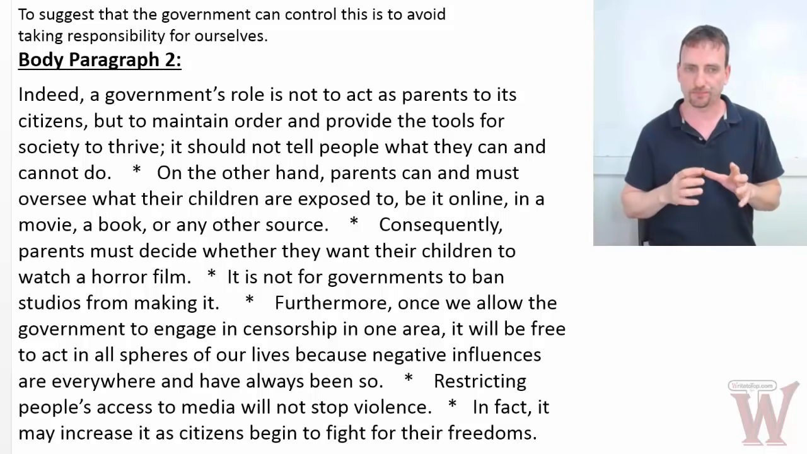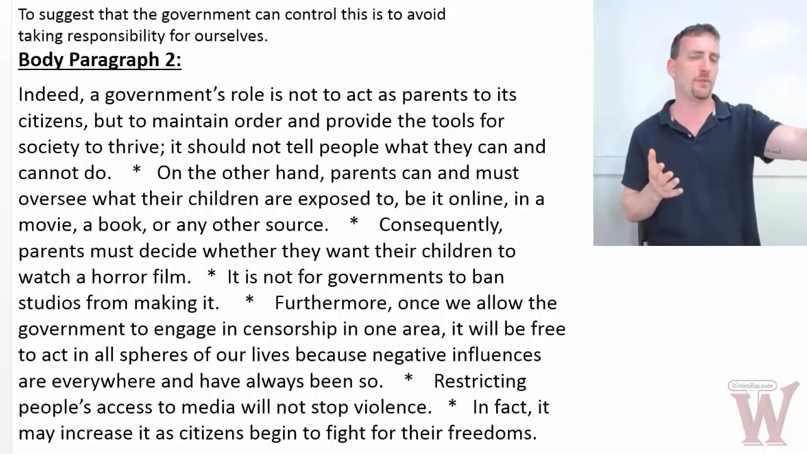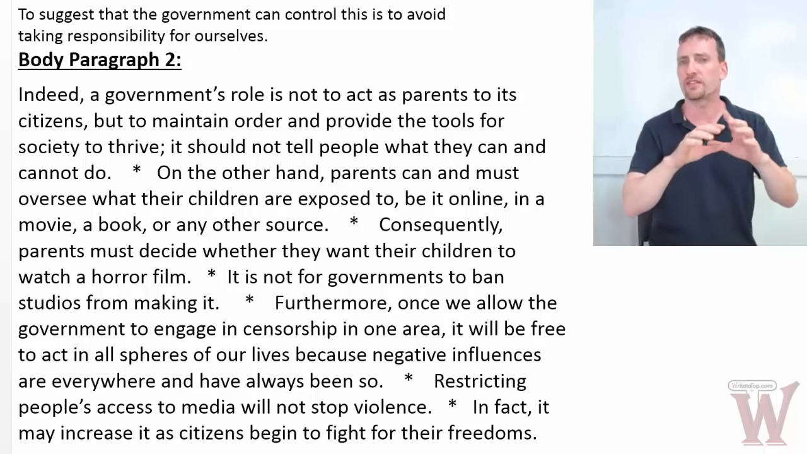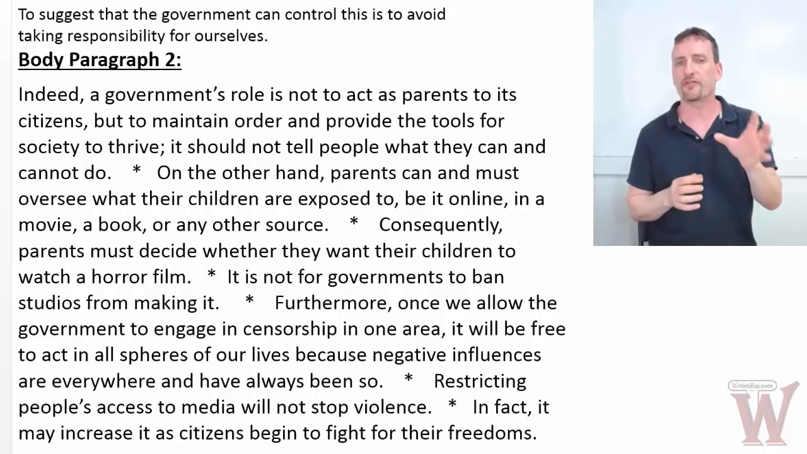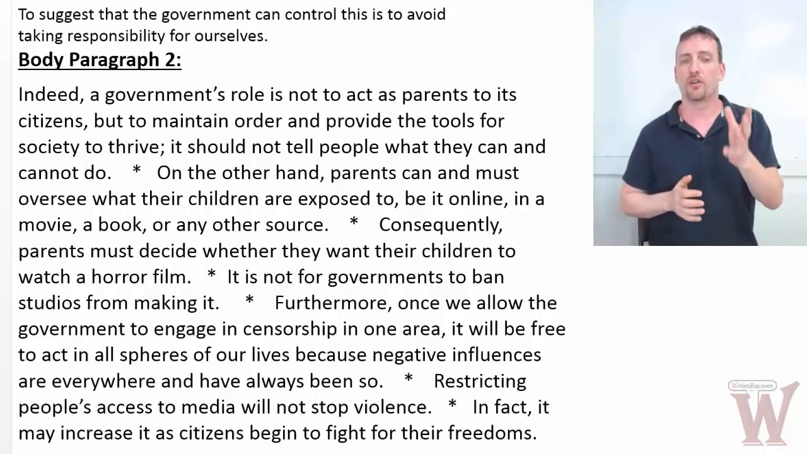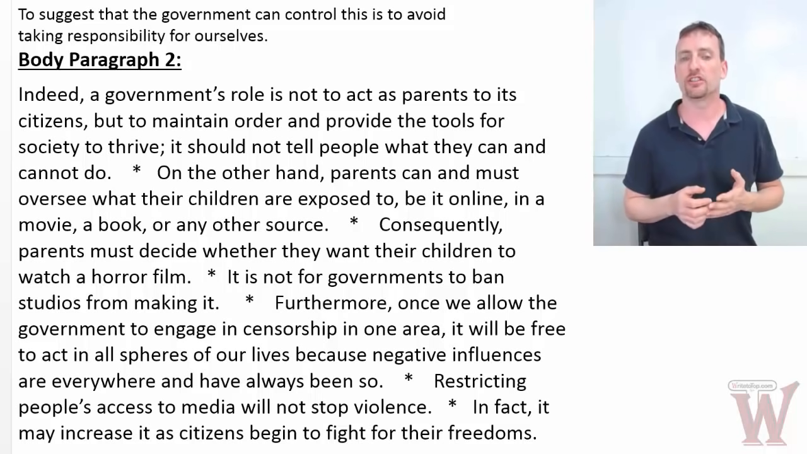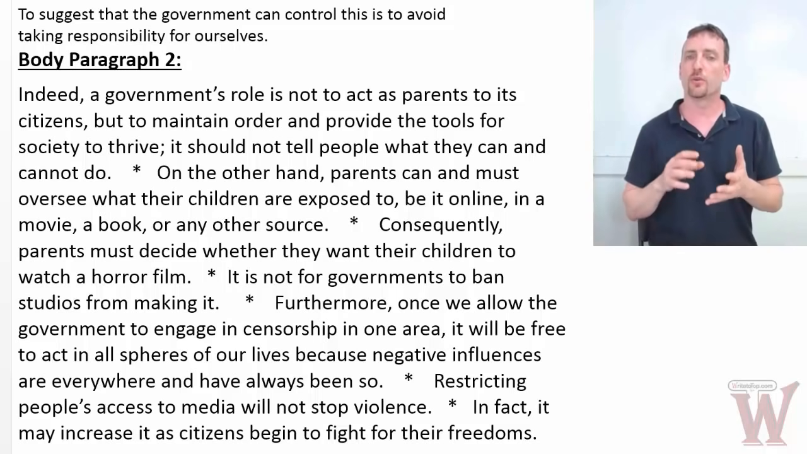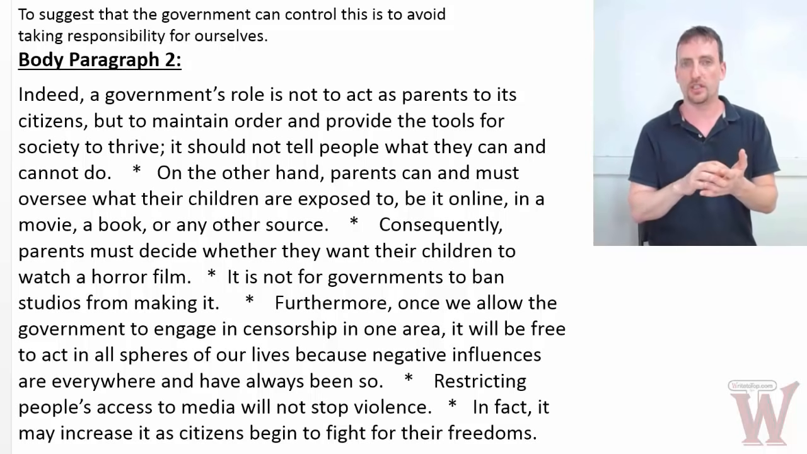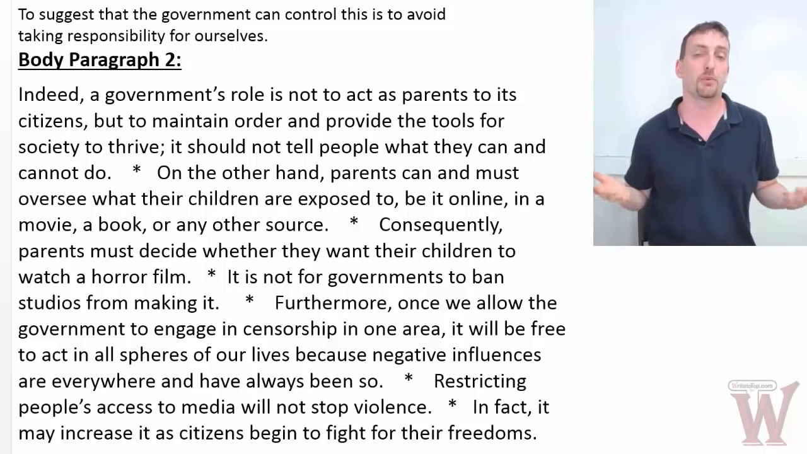That's not its duty. On the other hand, here I have another transition, and you're thinking, well, I had one before with indeed, right? Here, I'm shifting focus again, but I'm not shifting focus of the argument. I'm not talking about shifting away from responsibility. I'm shifting away from the who has the responsibility. So on the other hand, parents can and must oversee what their children are exposed to, be it online, in a movie, a book, or any other source. So what I'm saying here is that it's the parent's duty, not the government's duty, the parent's duty to control what their kids are exposed to.